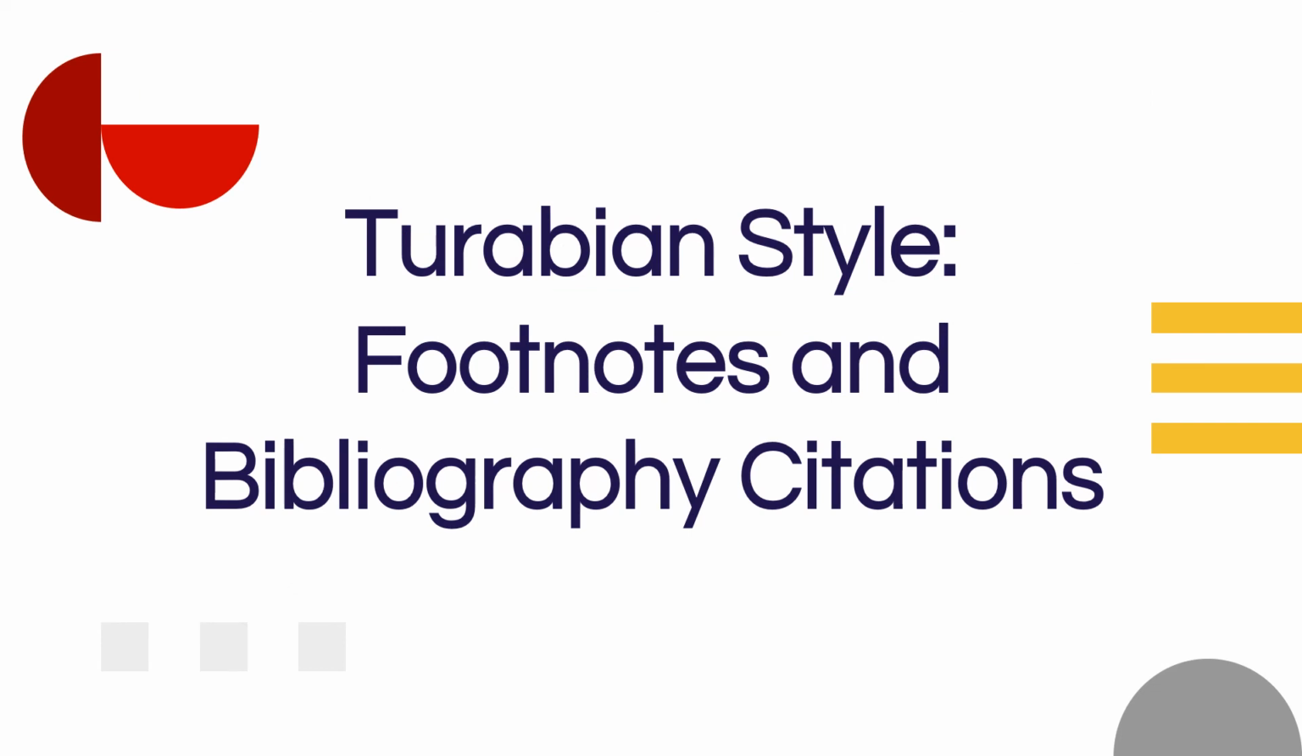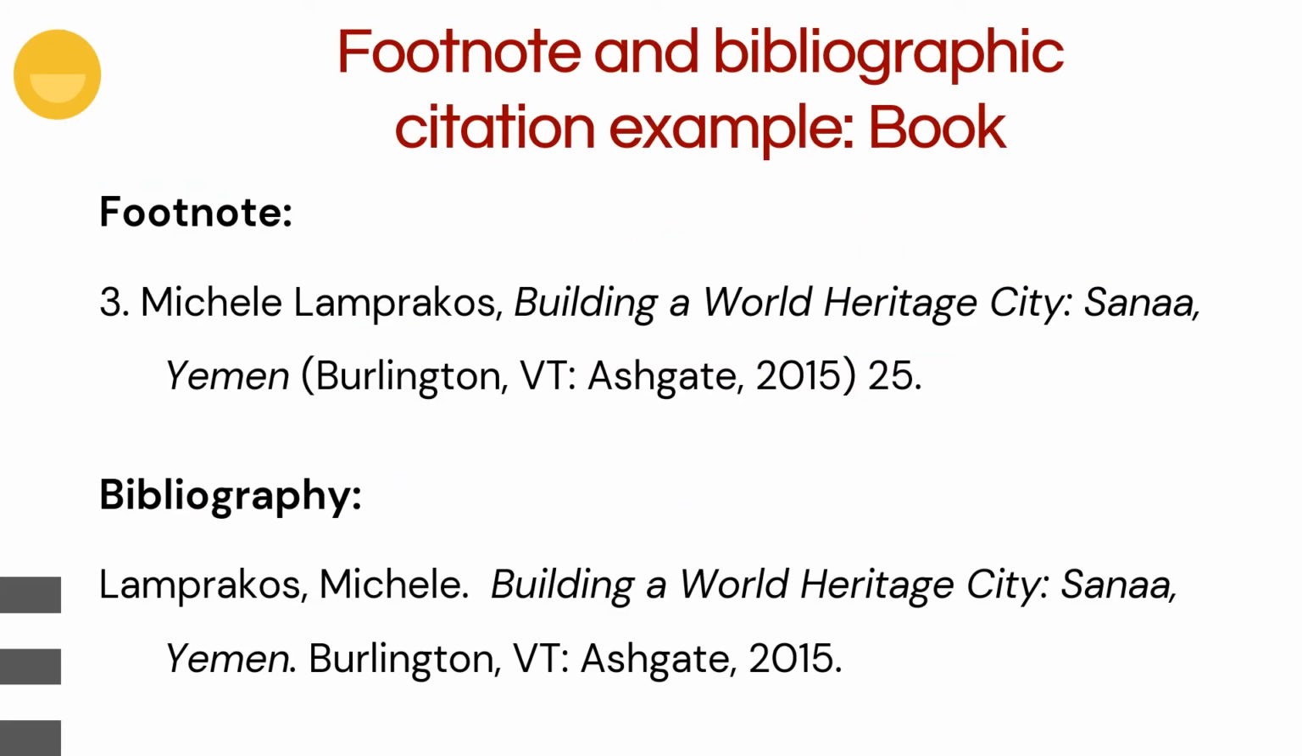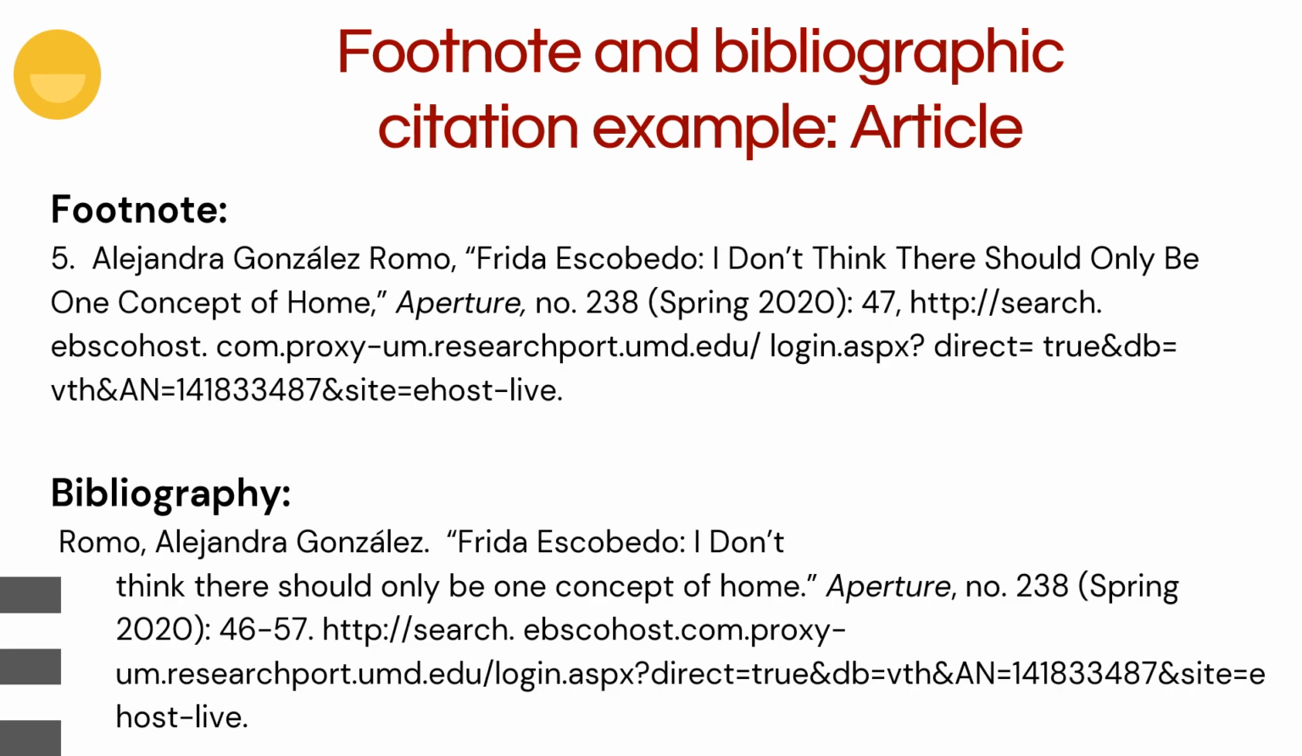Remember, you'll need to include both a footnote and an entry in your bibliography for each source you cite in your assignment. Let's look at how their formatting compares. Here we have our book example footnote and corresponding bibliographic citation. Some key differences to note are the order of the author's name, when to use parenthesis, and when to use page numbers. Here is our article example footnote and corresponding bibliography citation. Key differences for article citations include the order of author's name, comma and period use, and the page number versus the page range.